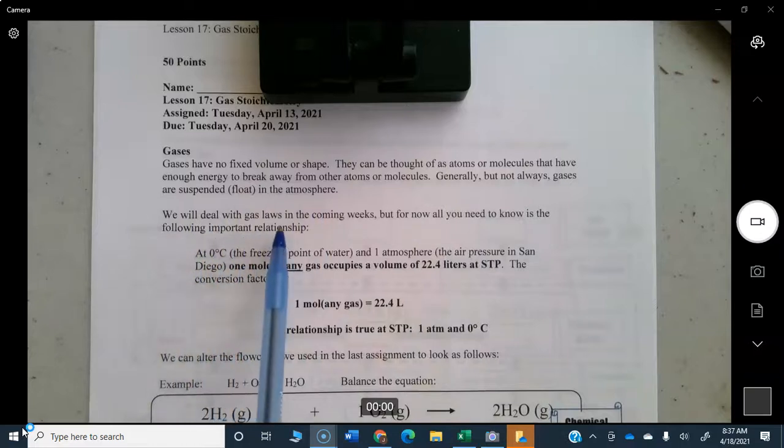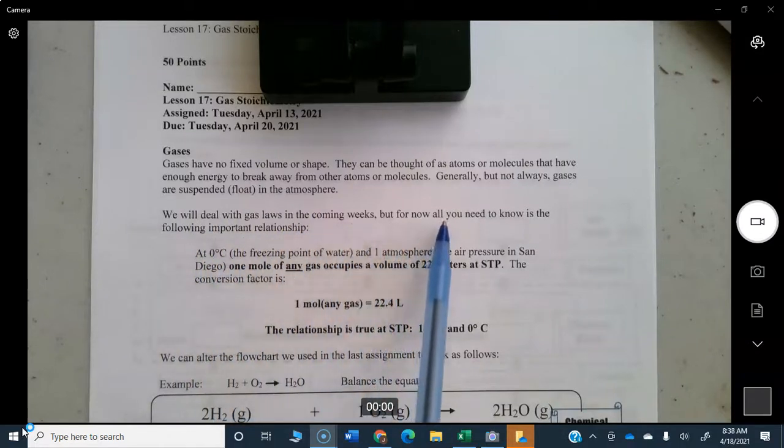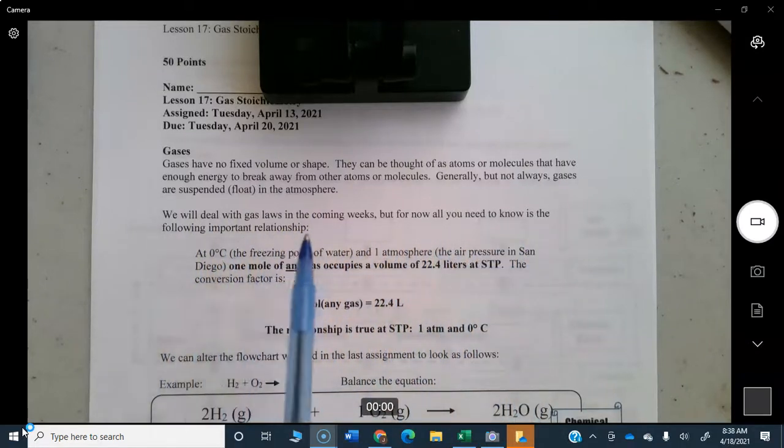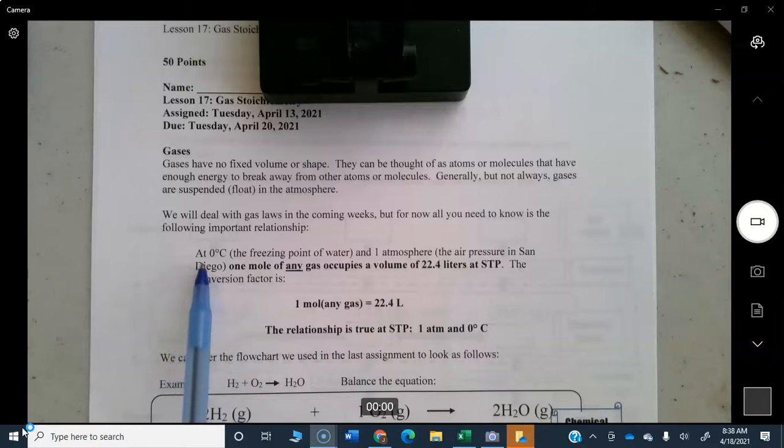We will deal with gas laws in the coming weeks, but for now, all you need to know is the following important relationship. At 0 degrees, that's the freezing point of water, and 1 atmosphere, the air pressure in San Diego at sea level, 1 mole of any gas occupies a volume of 22.4 liters at standard temperature and pressure. That is defined as 1 atmosphere pressure and 0 degrees centigrade, which happens to be 273 on the Kelvin scale.